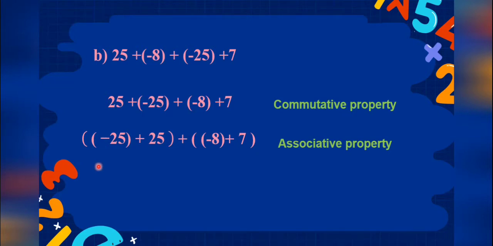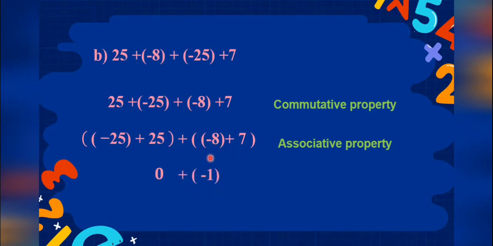I know that negative 25 plus 25, the sum of two additive inverses, is 0, plus negative 8 plus 7. Different signs, find the difference, keep the greater sign. The difference between 8 and 7 is 1. The sign is negative. Here the answer is negative 1.